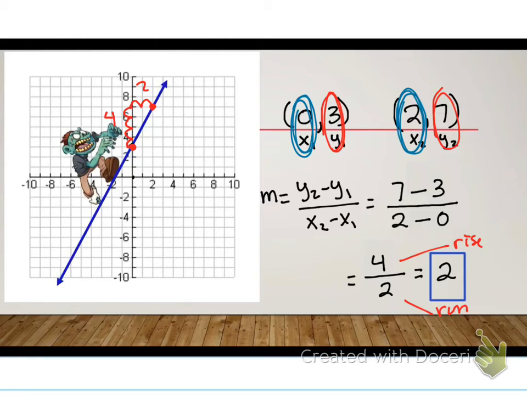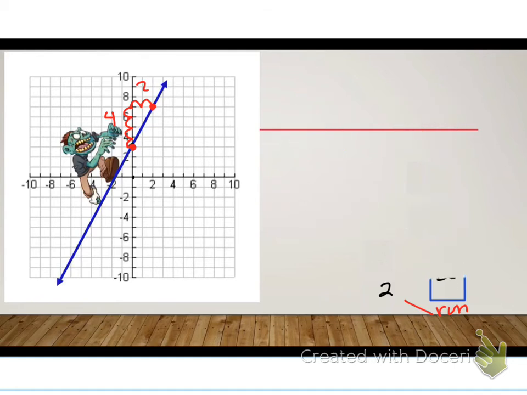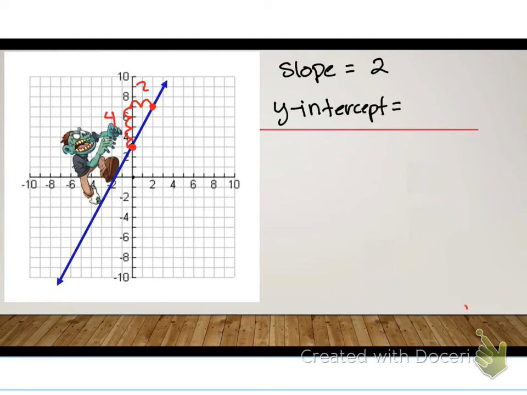Right, so let's go ahead and put it as our equation. So we know slope was equal to 2. What is our y-intercept? I must spell intercept. What is our y-intercept?